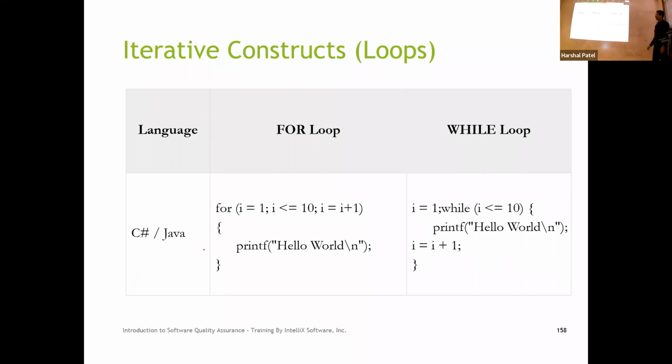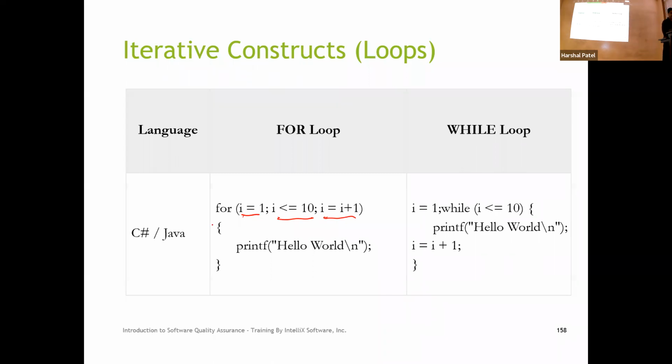Okay, so here are examples of a for loop and a while loop. Both are doing exactly the same thing, but you can see how they do it differently. In this case, the for loop says, I'm going to start with a counter of 1. So I is a counter. I'm going to start with value 1, keep executing this loop till that value is less than or equal to 10, and after every iteration, I'm going to increment the counter by 1.